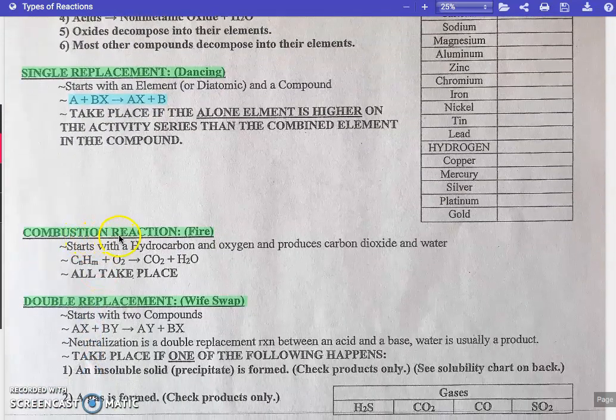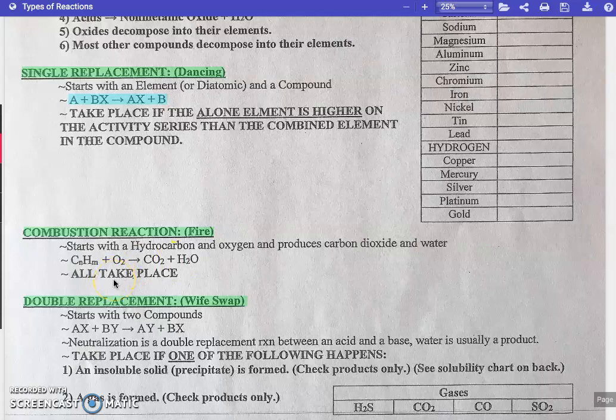Combustion reaction is easy to identify. You start with a hydrocarbon. Remember, a hydrocarbon is some carbon, some hydrogen. It will always contain oxygen as a reactant. You need oxygen in order to support combustion. And the products are always CO2 and H2O.